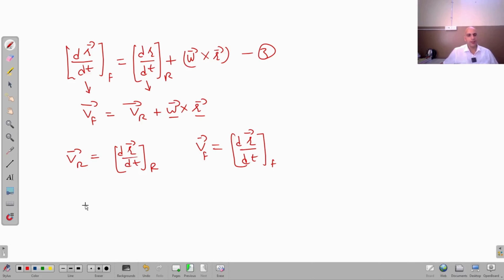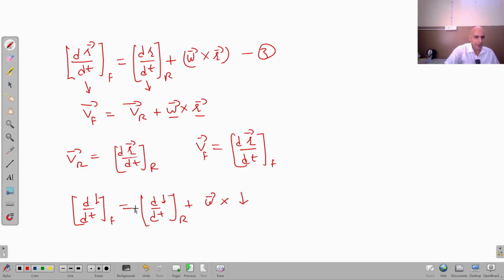I will get d/dt of a physical quantity fixed, that should be equal to d/dt of a physical quantity rotating plus omega cross that physical quantity. So this relation will be valid for any physical quantity. It will be true for all vectors. We can replace any vector in place of r here. So if we put here B f in this equation, then obviously this should be valid if it is valid for all vectors, this equation number 3.